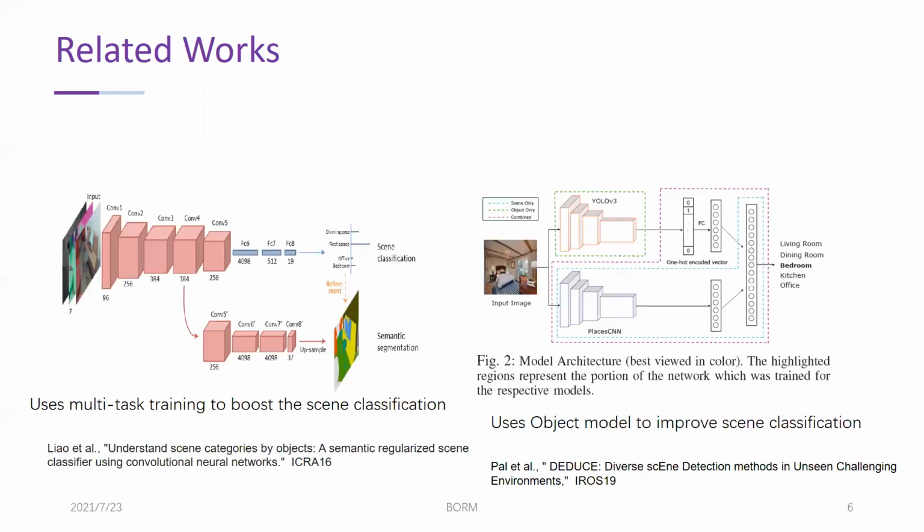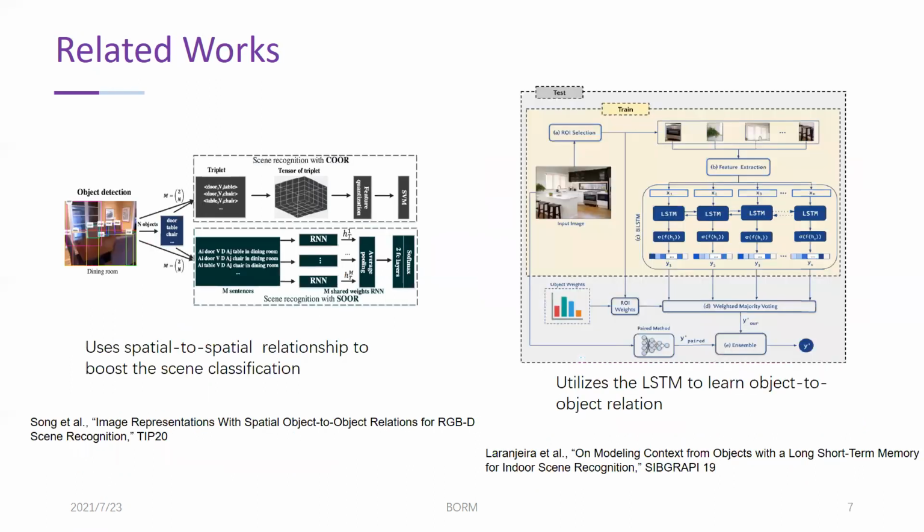The left work uses a multitask training scheme to boost scene recognition performance yet lacks explicit semantic information and object relation modeling. The right work shows the object model and CNN used for scene recognition. Still, the object relation is not studied. The left work uses the spatial-to-spatial relation for scene representation with an RNN model, and the right work uses LSTM to learn the object-to-object relation implicitly.